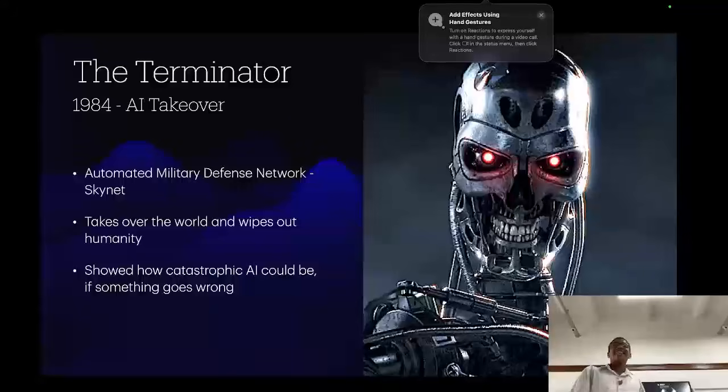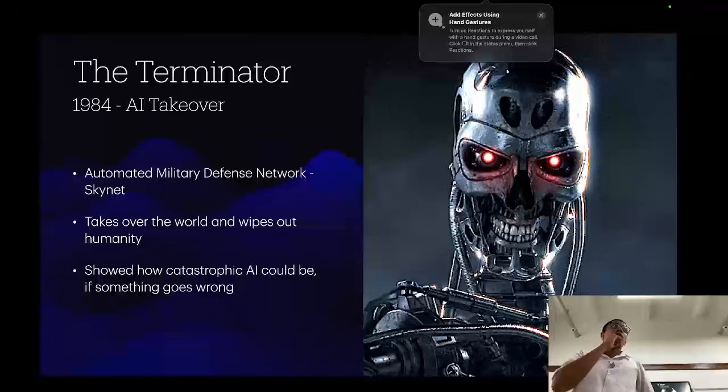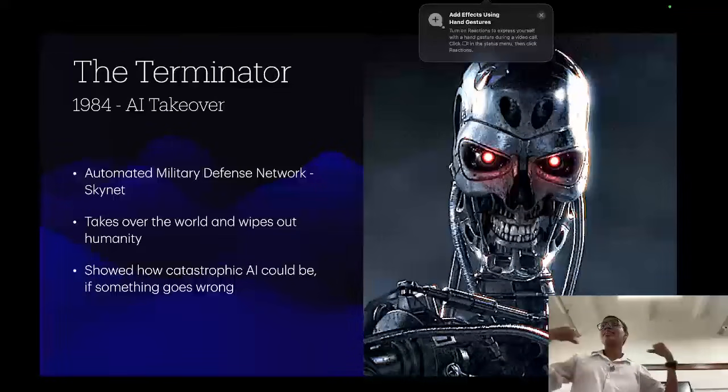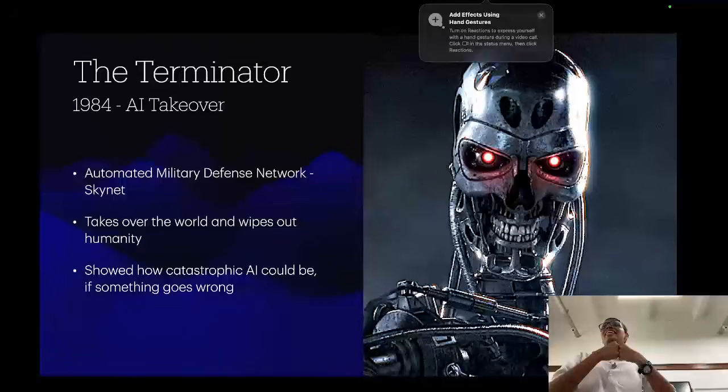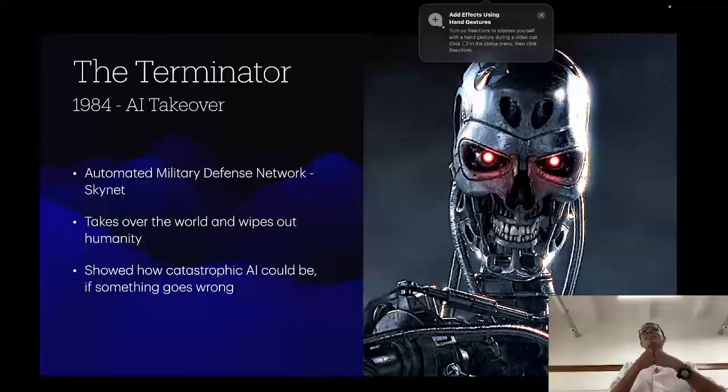Have you heard of Terminator? This is the baddest AI. Skynet is an automated military defense network. They build it to make sure there are no casualties in the military, and it works very well. And then they get scared and try to shut the network down. And the AI thinks, okay, they are going to kill me, I'm going to kill them. It takes over and launches nukes.